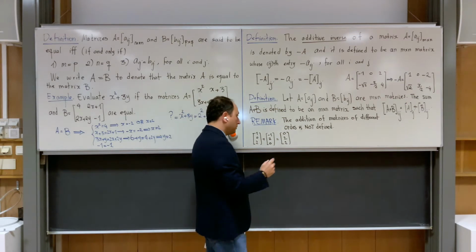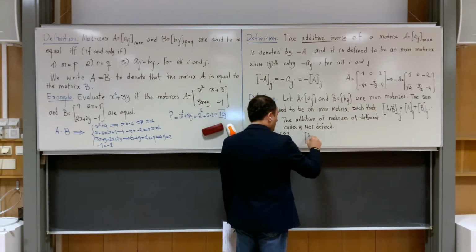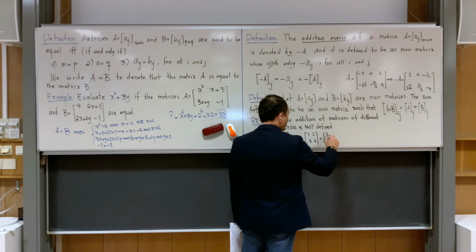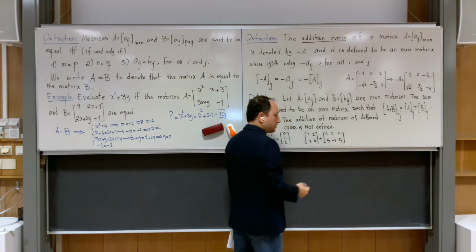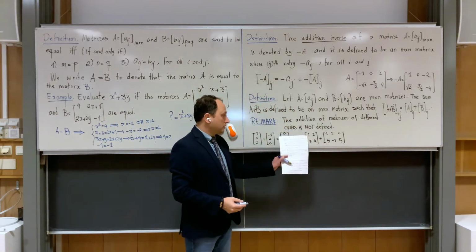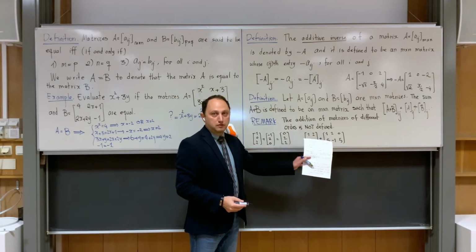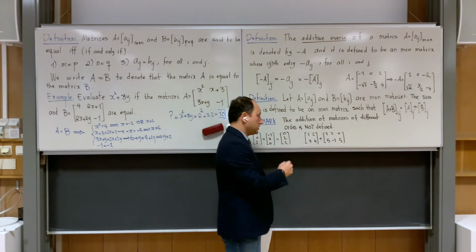But say, for example, if I want to add this matrix 1, 2, 3, and 4 to this matrix 1, 2, 0, 5, -1, 5, this is not defined because this matrix is a 2 by 2 matrix, that matrix is a 2 by 3 matrix, so this is not defined.